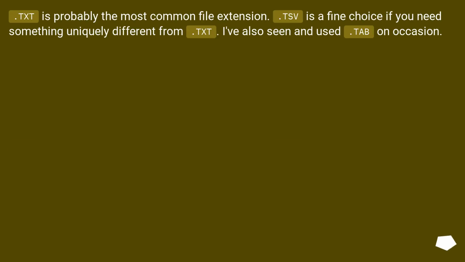.txt is probably the most common file extension. .tsv is a fine choice if you need something uniquely different from .txt. I've also seen and used .tab on occasion.